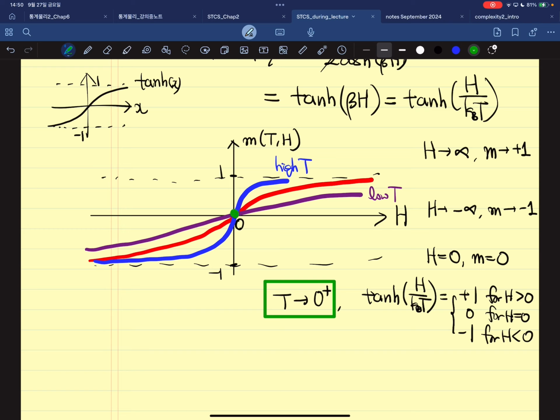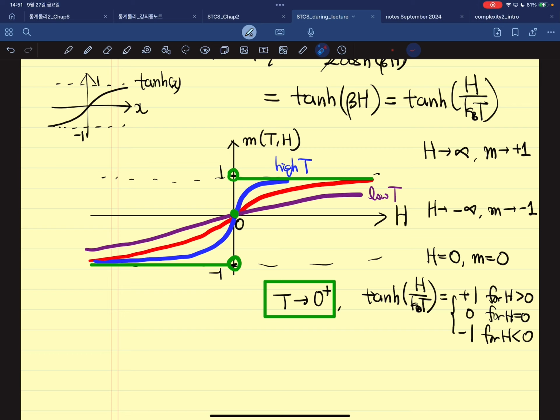It's 0.0 here, but for any positive h, the tangent hyperbolic is +1. So it just suddenly jumps from here to here and goes like this. And jumps from here to here and goes like this. So this, almost like a step function, describes the zero temperature behavior.